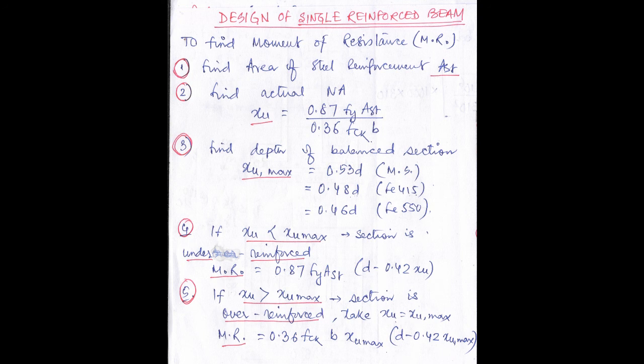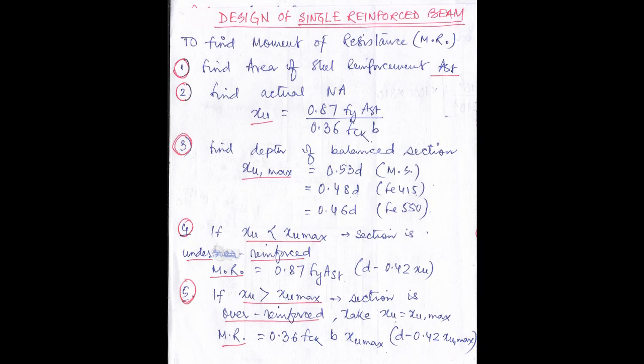Now please remember and understand this step. XU max is equal to 0.53 D for mild steel, that is Fe 250, 0.48 D for Fe 415, and 0.46 D for Fe 550. So please see in the question which steel you have to use. According to that, you choose any one of these values for XU max. What is D over here? Let me explain. D is the effective depth.